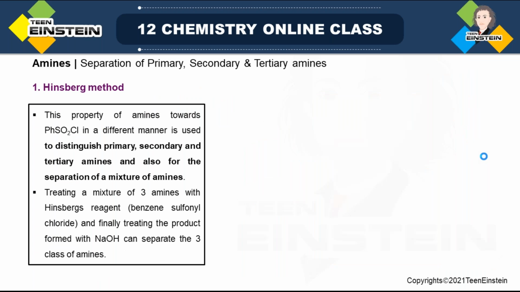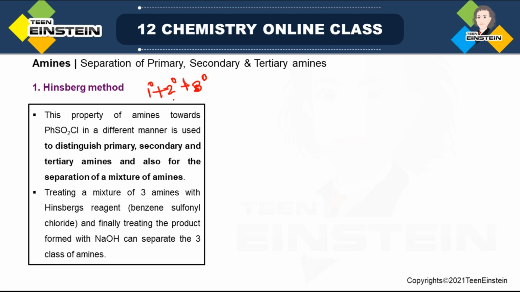Now we will also see separation. So it is not just that you are identifying some unknown sample of amine, but you can also separate them by using this method. So if you have a mixture of 1°, 2°, and 3° amine, mixture means you have 1°, then 2°, 3° all, and you want to separate them. So this is separation. That also you can do by Hinsberg reaction.